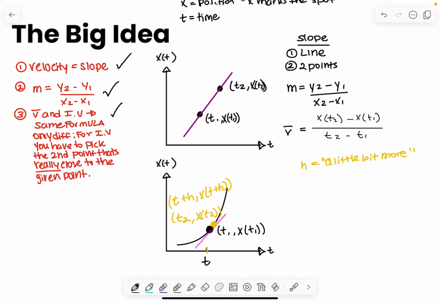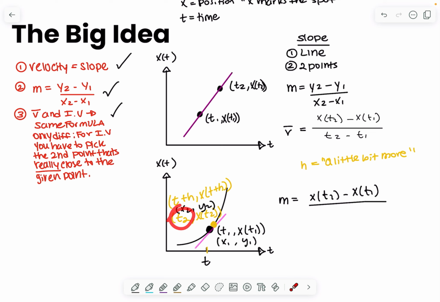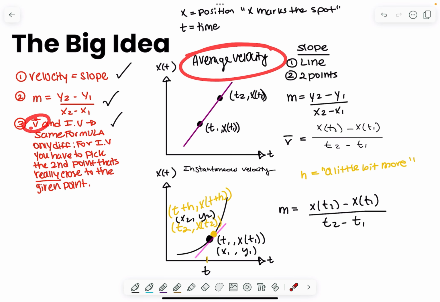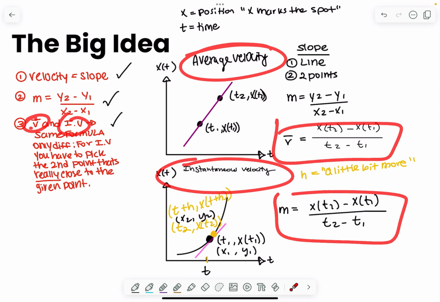And so we can come up with 2 formulas. Just like we did over here, we can come up with a slope formula. In this case, this is my x1, y1. Here, this is my x2, y2. We're just going to use these coordinates first. So my y2 is this, my y1 is this, my x2 is this, and my x1 is this. And so notice, this is average velocity. This is instantaneous velocity, and like I said, they have the same formula.